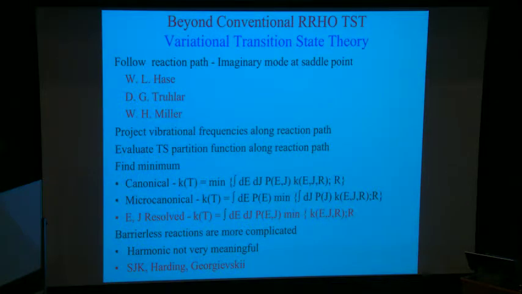A bunch of projected frequencies along a reaction path. We put that in and we minimize. And again, we can do this minimization canonically, microcanonically, or EJ resolved. The EJ resolved is the best way. It gives us the lowest number.